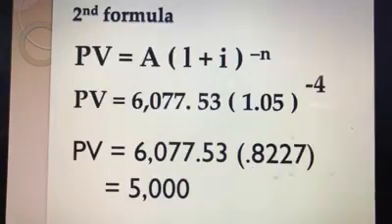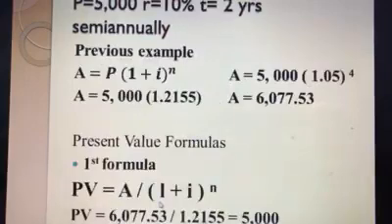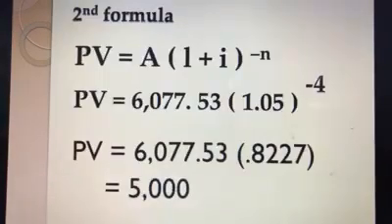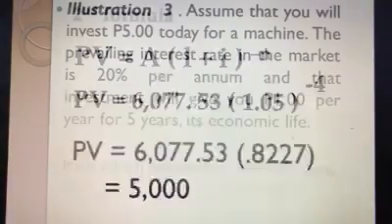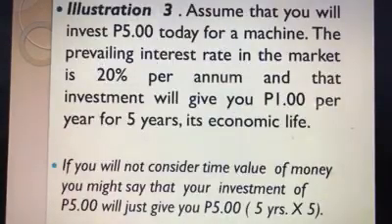0.8227. So we call this the present value factor. You multiply the present value factor, or 1.05 raised to negative 4, the amount that you're going to derive from it, with the future amount, that will give us the present value. So whether you use the second formula or the first formula, we will arrive at the same amount of present value, which is 5,000 pesos.